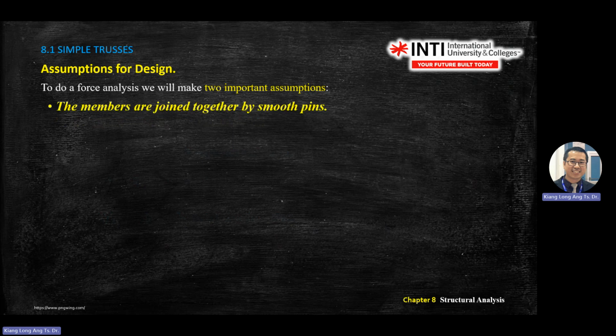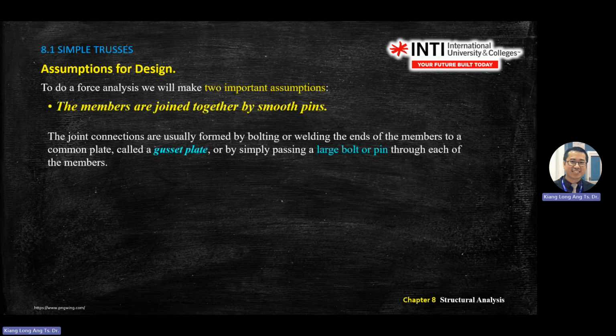Second assumption, all members are joined together with smooth pins. This means we don't consider friction at the pin. So they are joined with smooth pins. So first, all the force goes through the joint. Second, we are using pins to connect all the members.